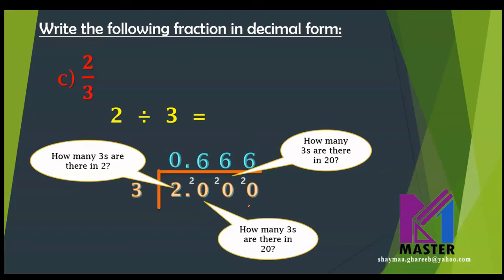So this fraction has no end. It will keep giving you 0.66666 forever. So I will write it as 0.666 and I can continue forever. But we said we are going to stop at 3 digits in the decimal part. If I want to write it as rounded to the nearest one decimal place, it will be 0.7 because this 6 will be rounded up. If I want to round it to the nearest two decimal places, it will be 0.67.